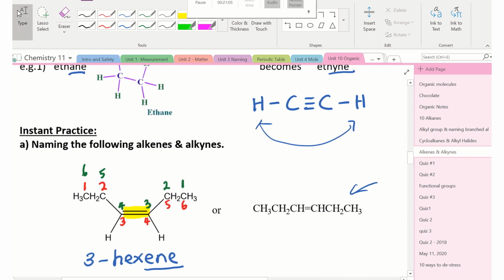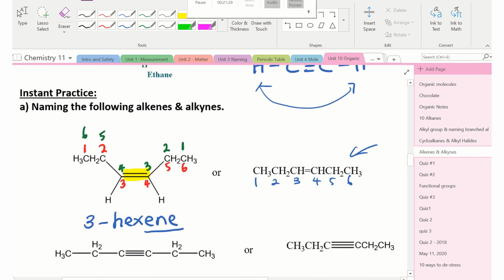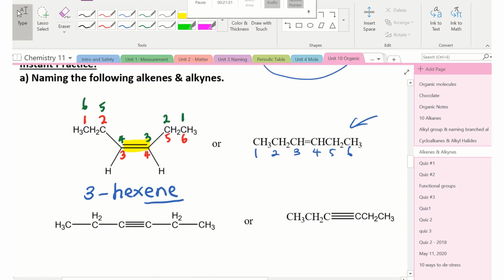And the structure on the right hand side is also the same. In terms of orientation, it's a little bit different. But anyways, for now, just double check. 1, 2, 3, 4, 5, 6. So this is also hexene, with the double bond between carbon 3 and 4. All right, so that's how you would name this one.